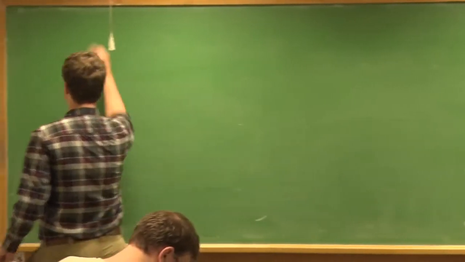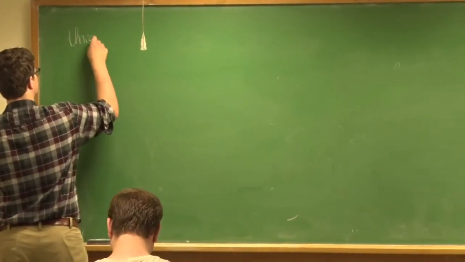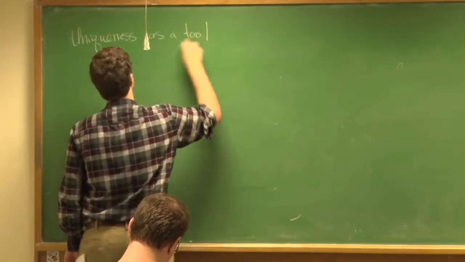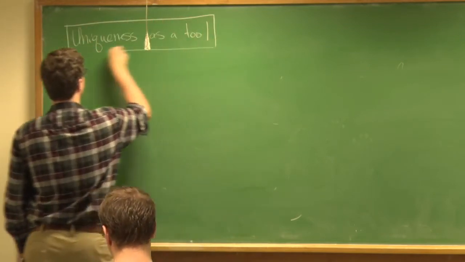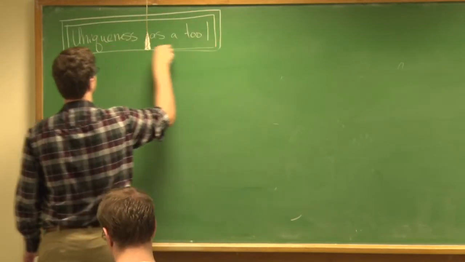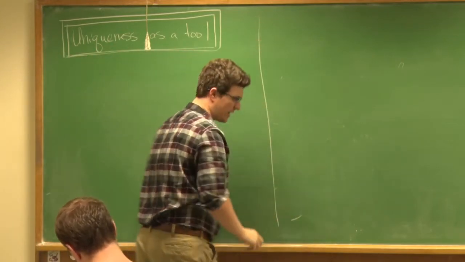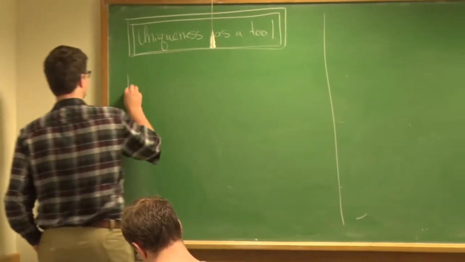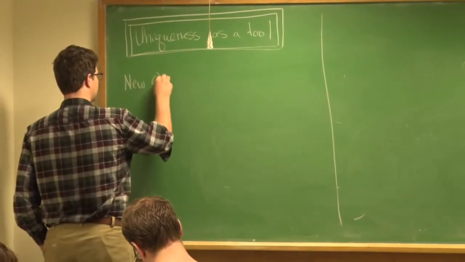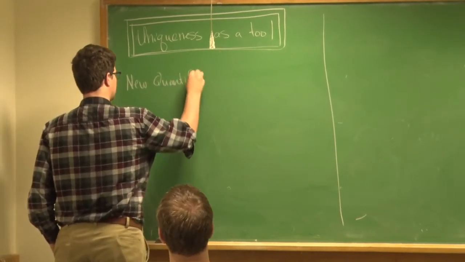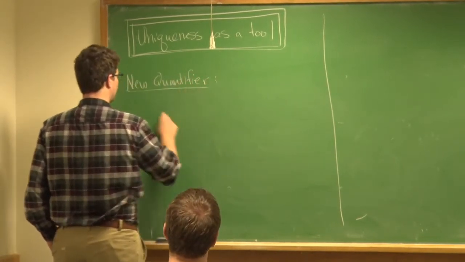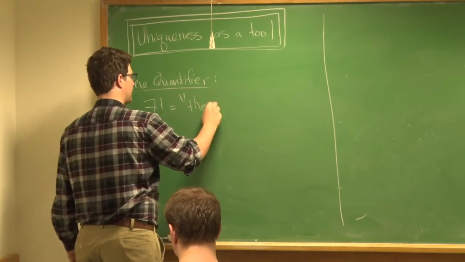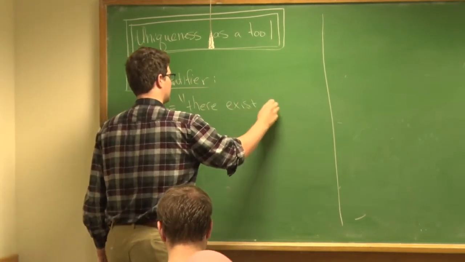So we're going to continue with uniqueness. I want to show you guys how to use uniqueness to prove things. In the previous class, we introduced a new symbol, a new quantifier. It was this thing here, and it was there exists a unique.